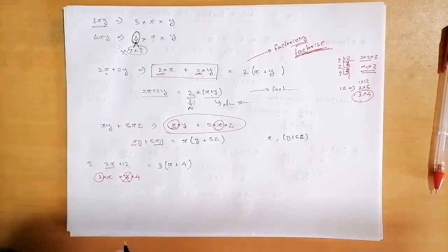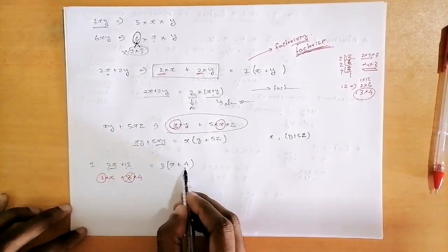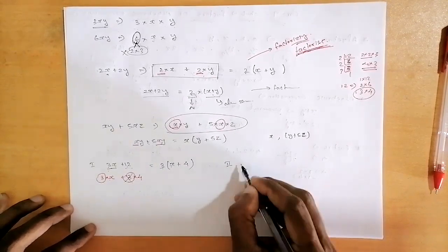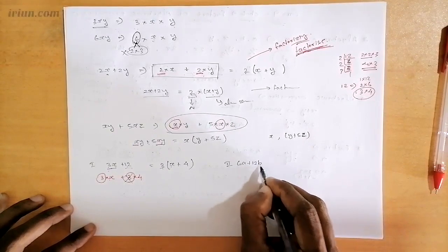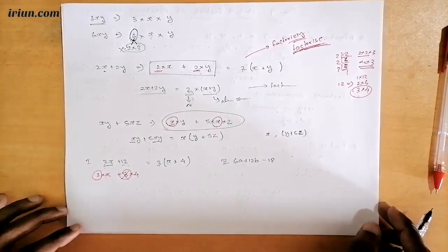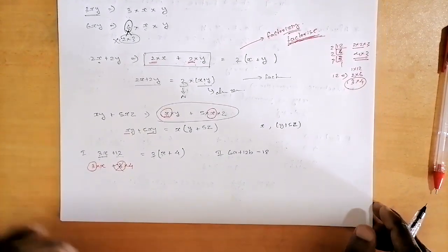So what are the factors of 3x plus 12? 3 and x plus 4. Okay, we'll check another one. Second one, factorize 6a plus 12b minus 18. So we have 3 terms given, 6a plus 12b and minus 18.